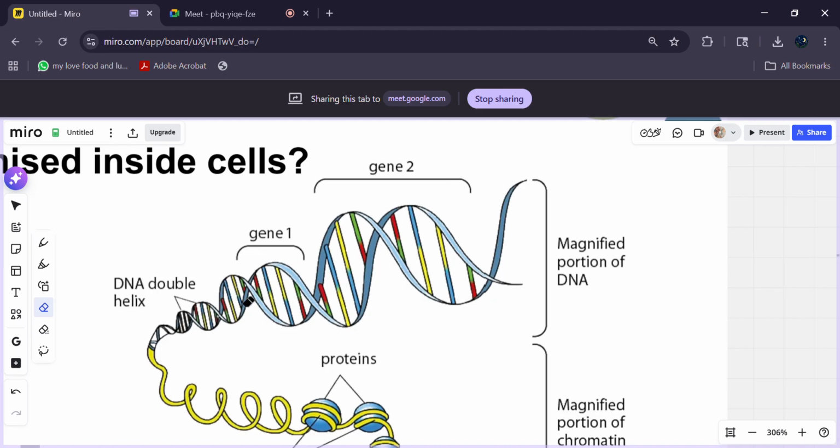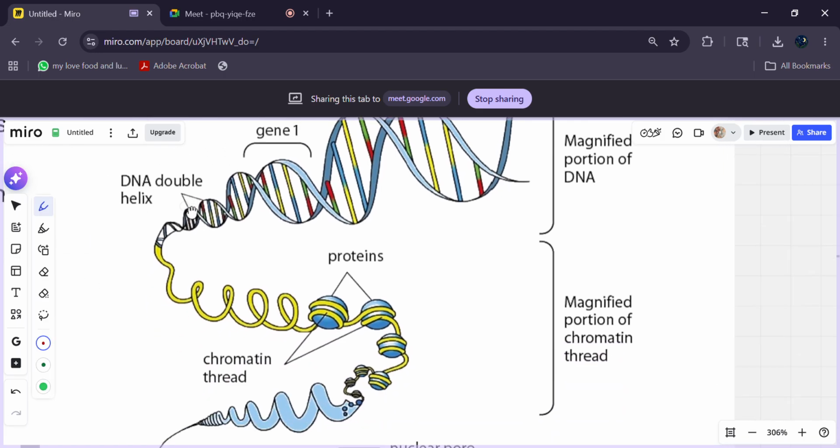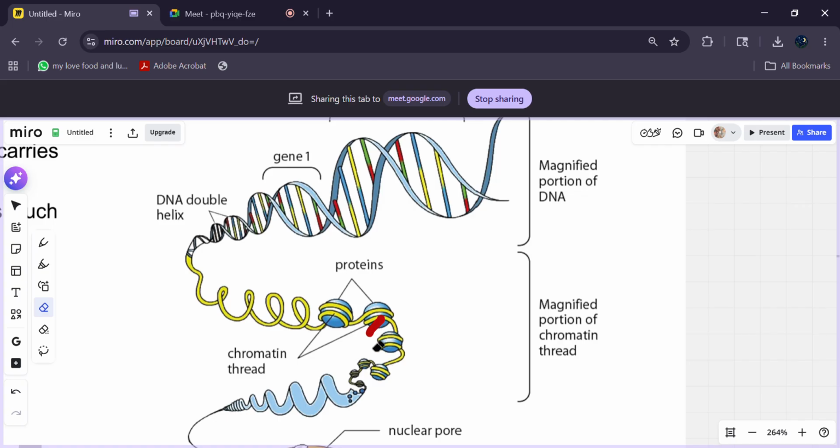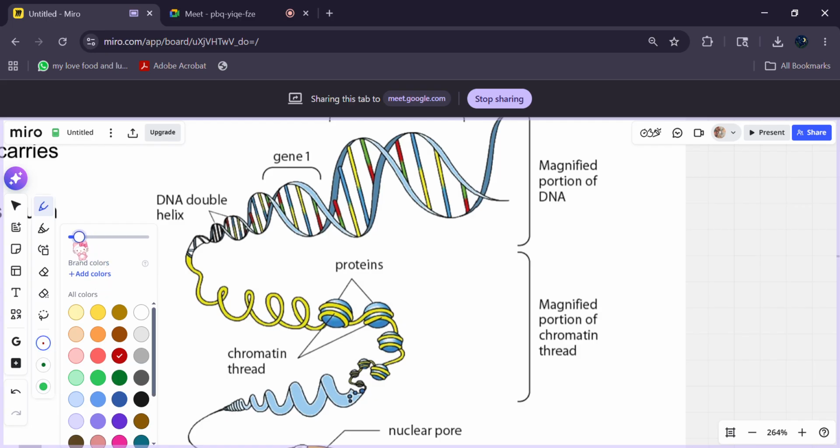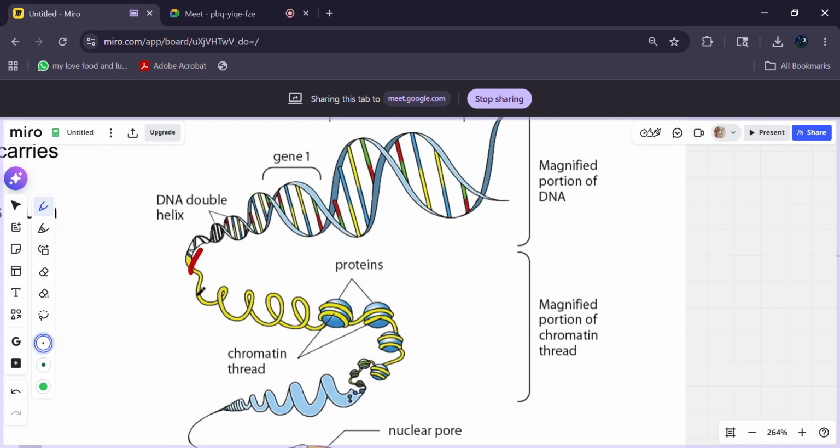Now, as it is magnified, you will see that a molecule of DNA is wrapped around proteins to form a single chromatin thread. You see as they magnify the helix, it's wrapped around the proteins. What's wrapped around the proteins? The chromatin thread. This thread in the DNA double helix is wrapped around protein.